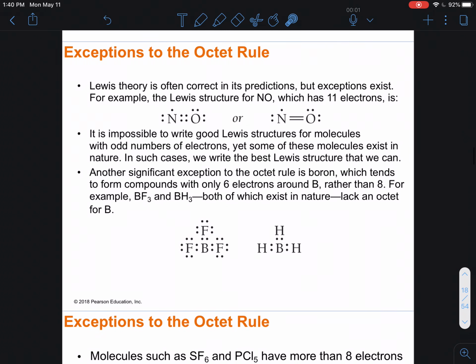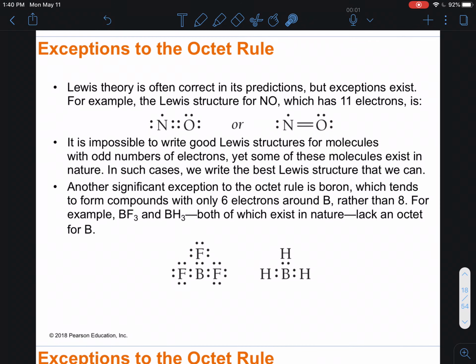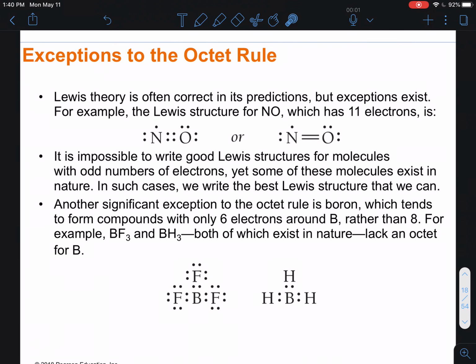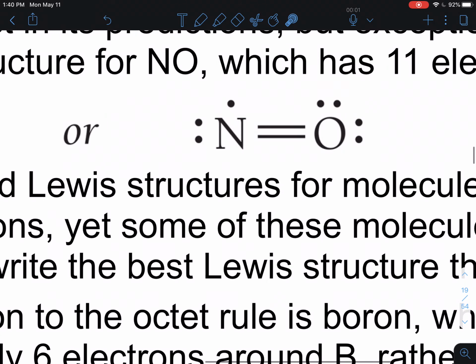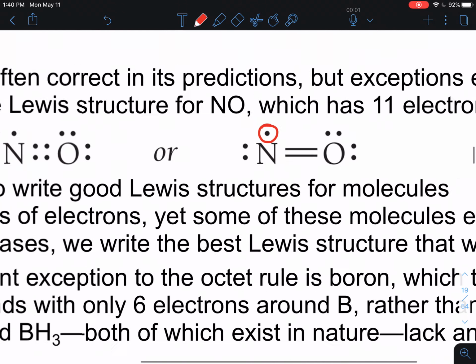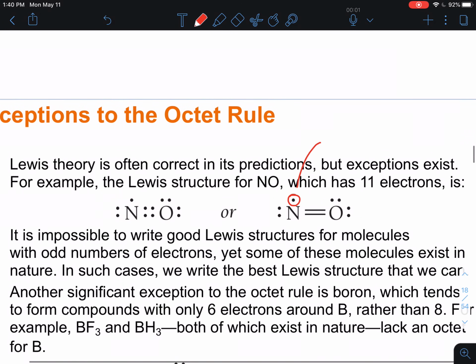So there are some exceptions to the octet rule, and I'm just going to let you know about those right now. The Lewis theory is often correct in its predictions, but exceptions do exist. For example, NO, nitrogen oxide, which has 11 electrons, and this is what it looks like right here. It's impossible to write a good Lewis structure for molecules with an odd number of electrons. This guy right here has a single electron by itself. Usually they exist in pairs. This is called a radical.